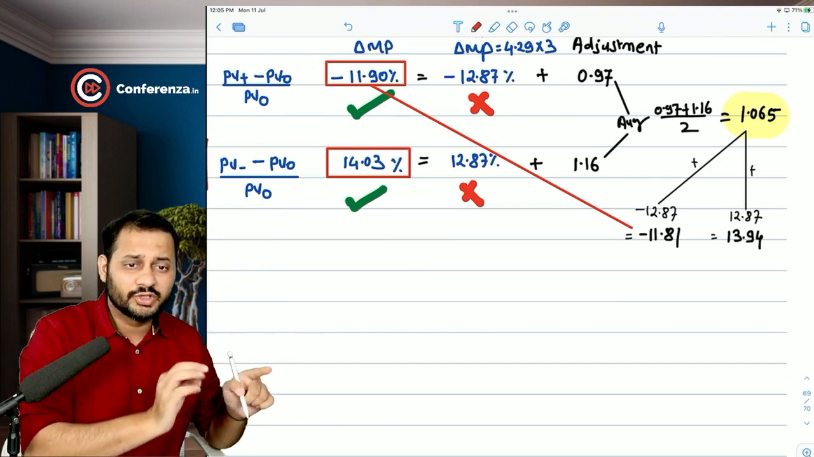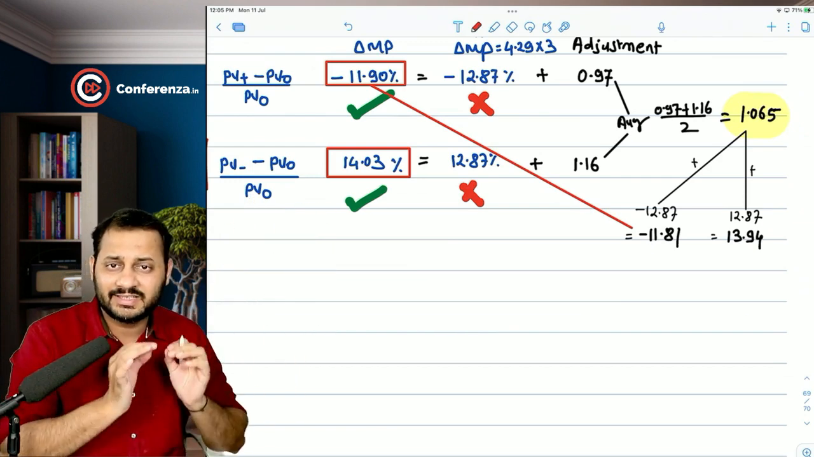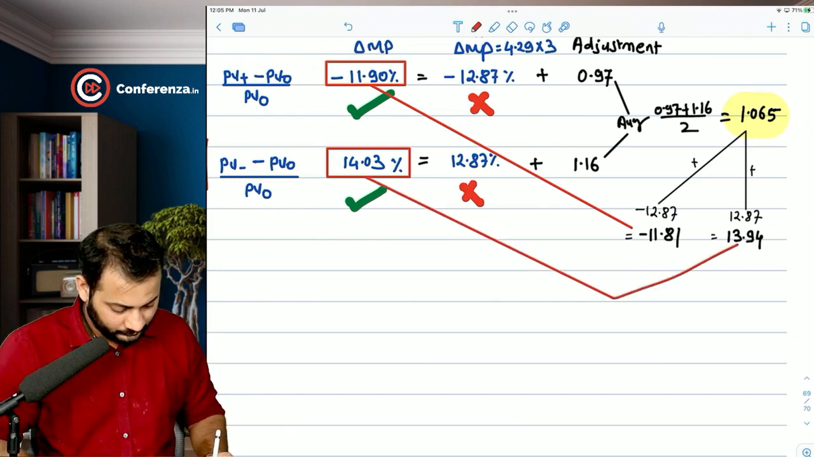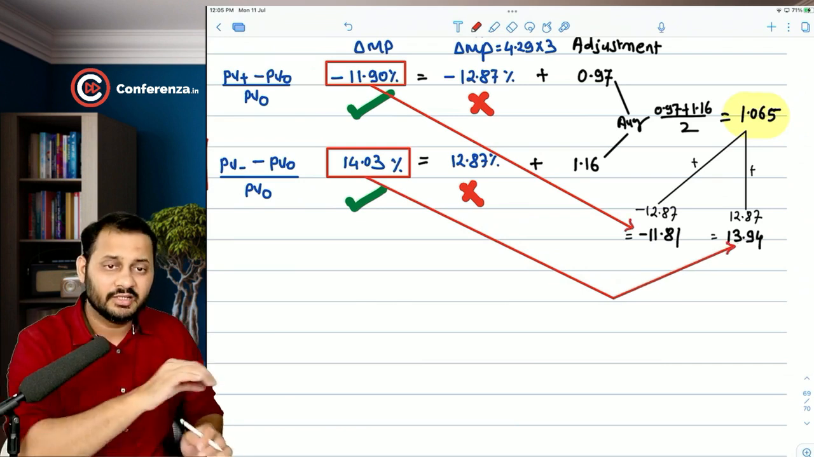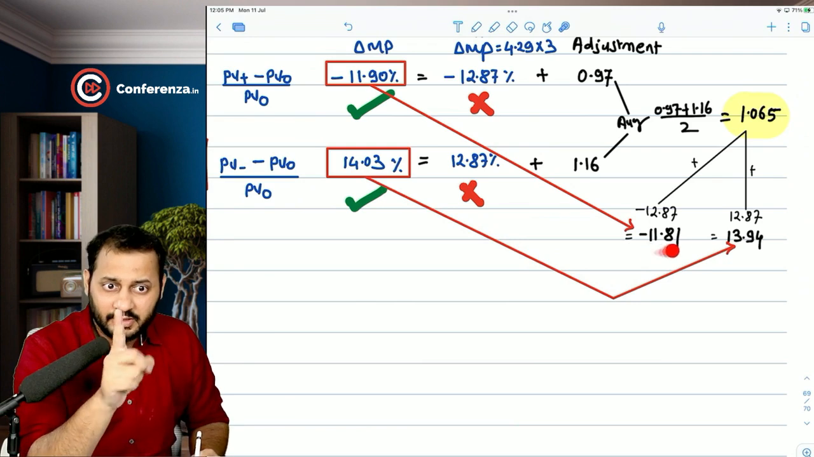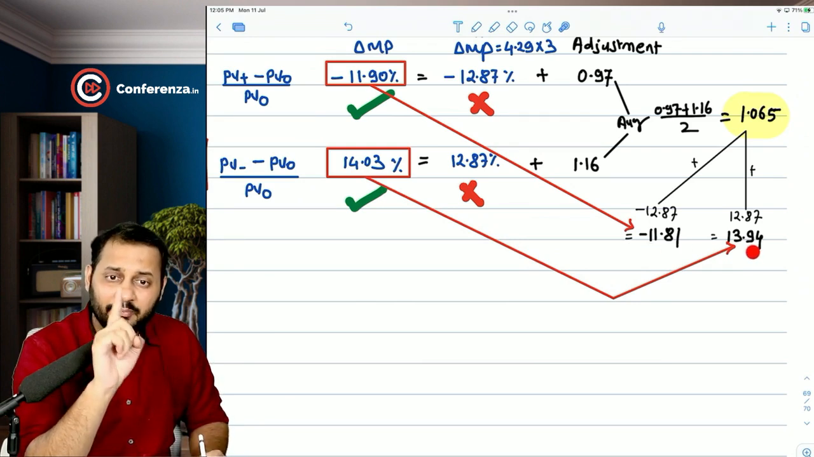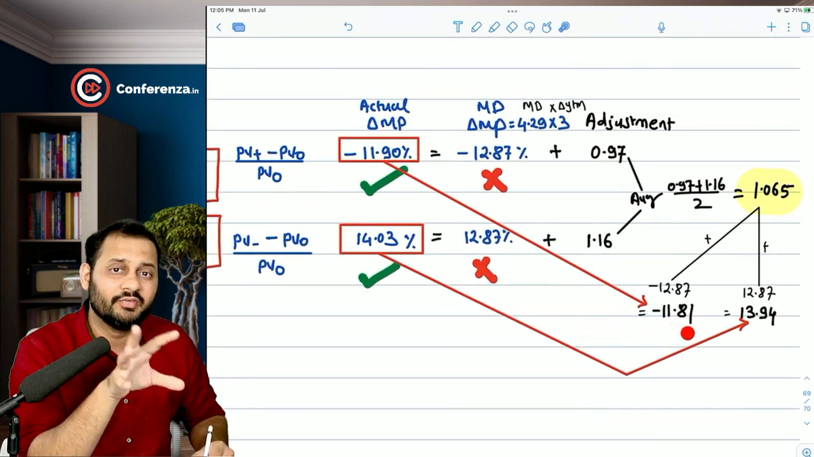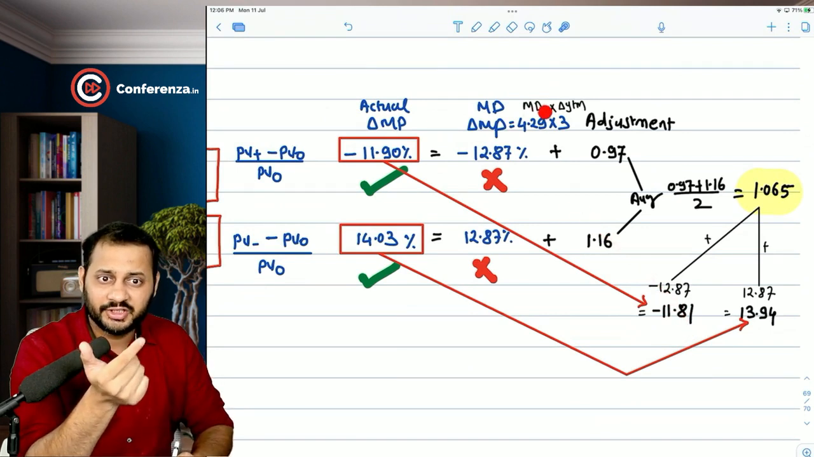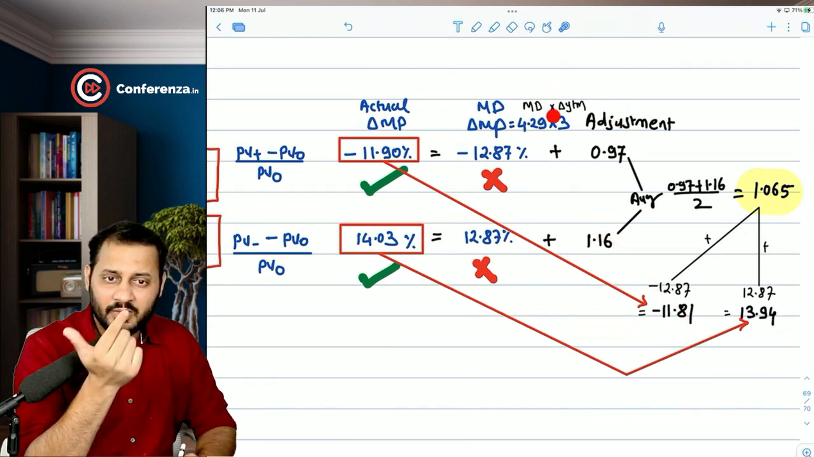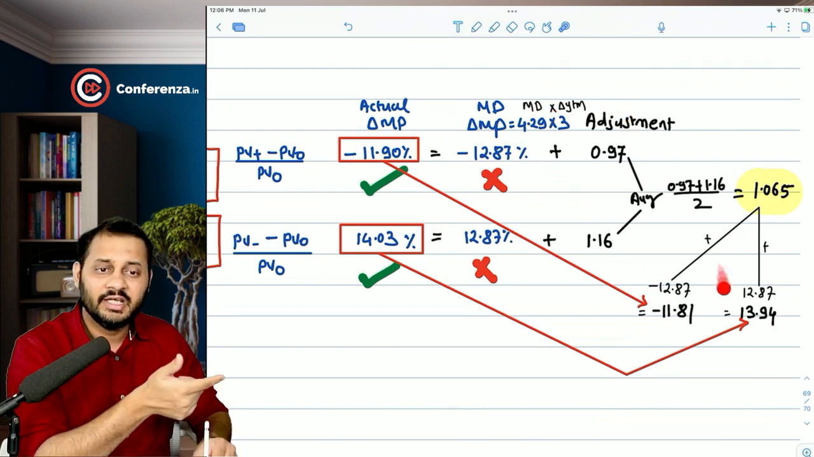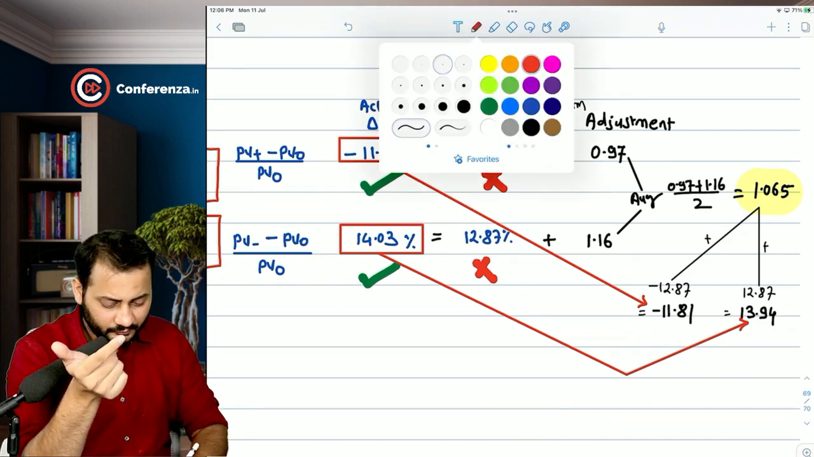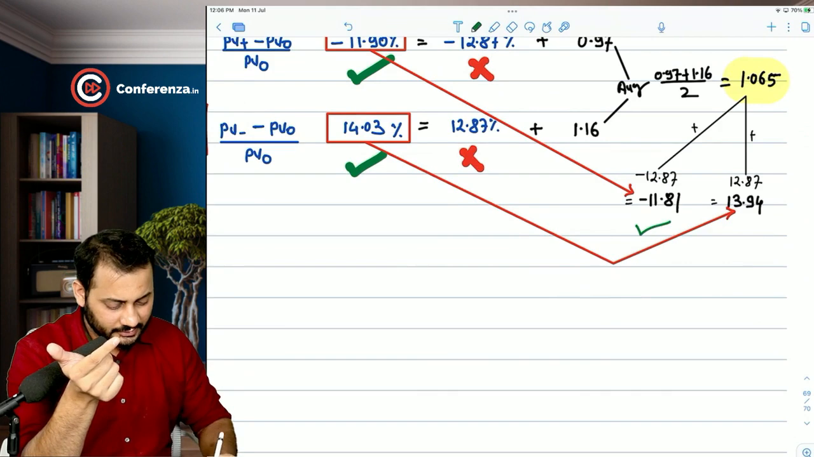11.90 is much closer to 11.81 and 14.03 is again closer to 13.94. So these figures, 11.81 and 13.94, are better than 12.87. So this is going to be an improved version of modified duration. When modified duration is adjusted with the convexity, we get better results than this. 12.87 was wrong. So we will just say that this is the correct answer.